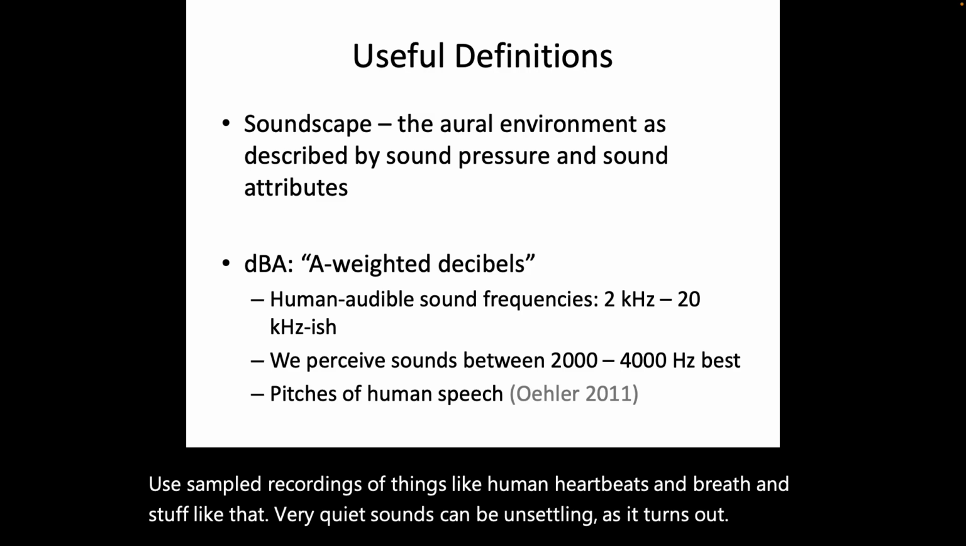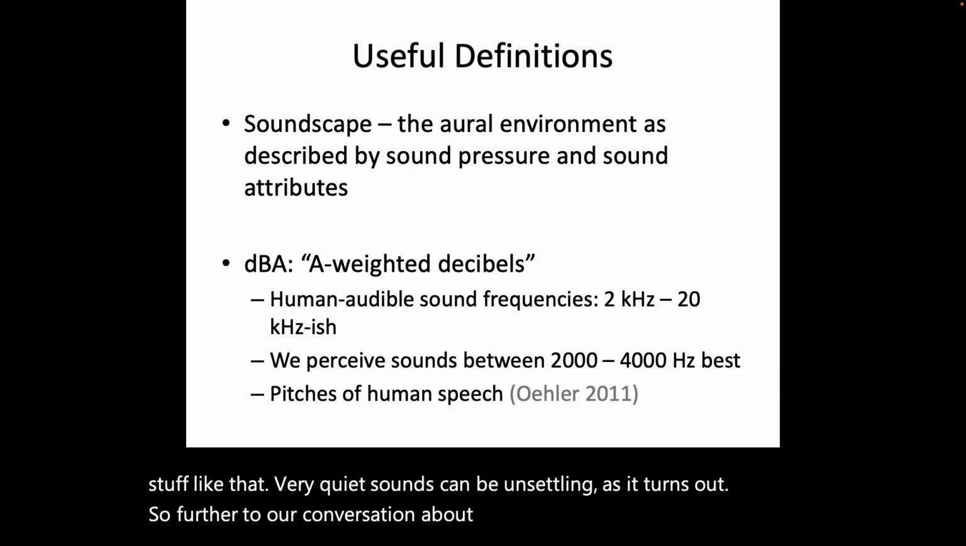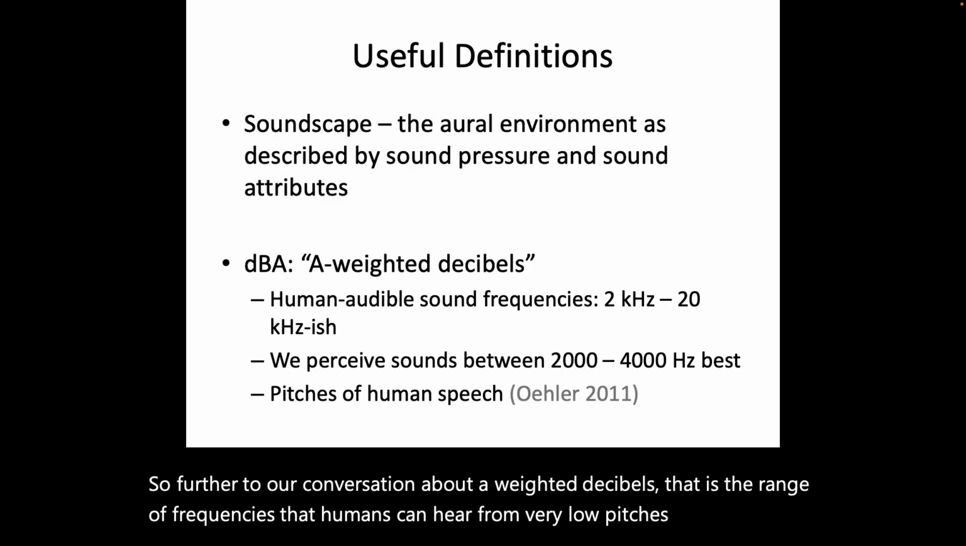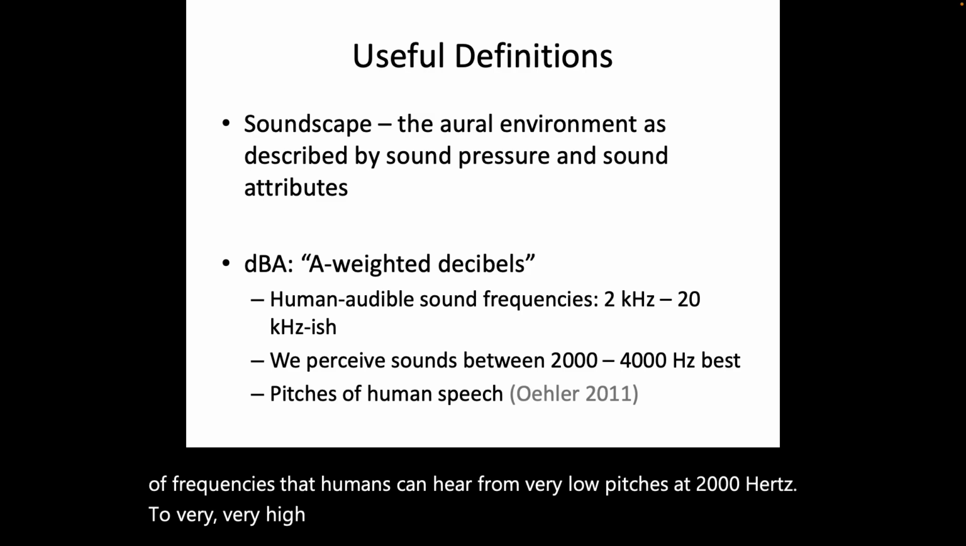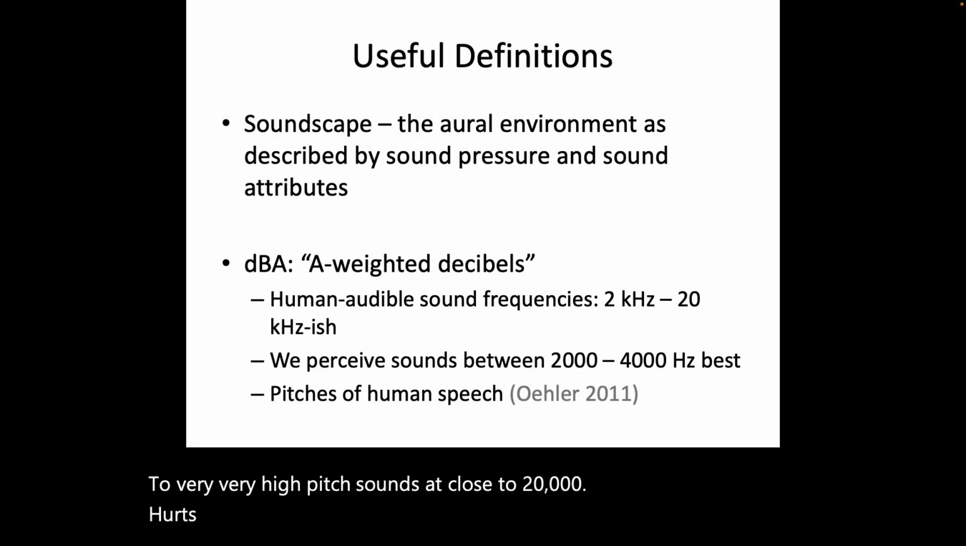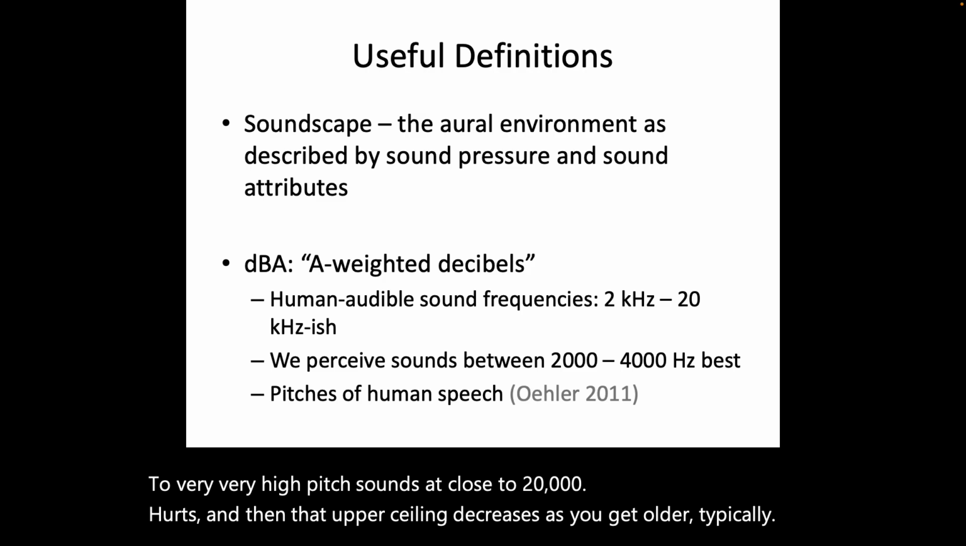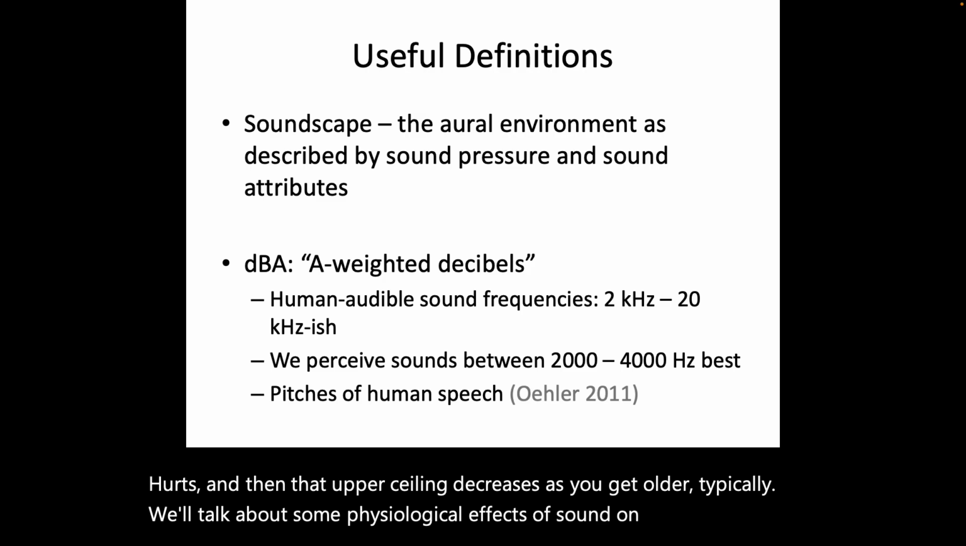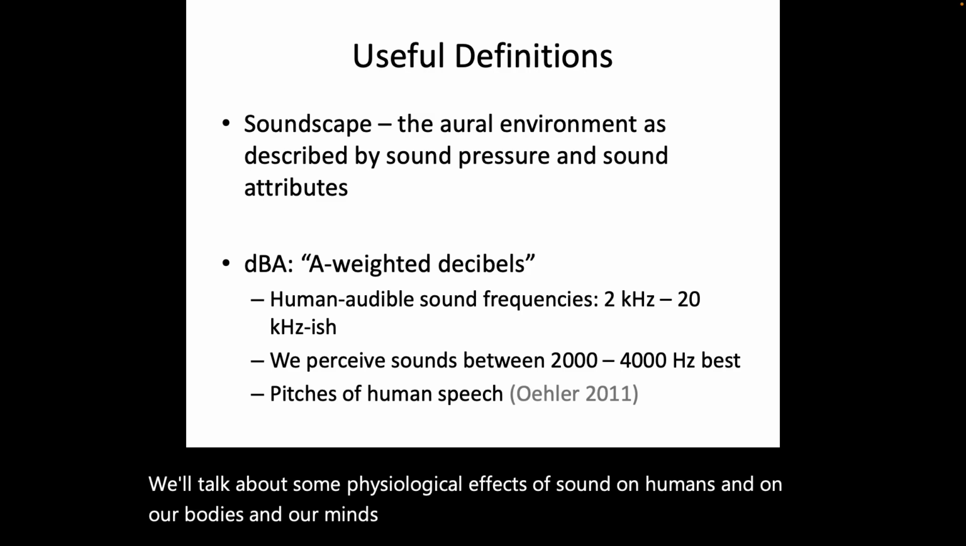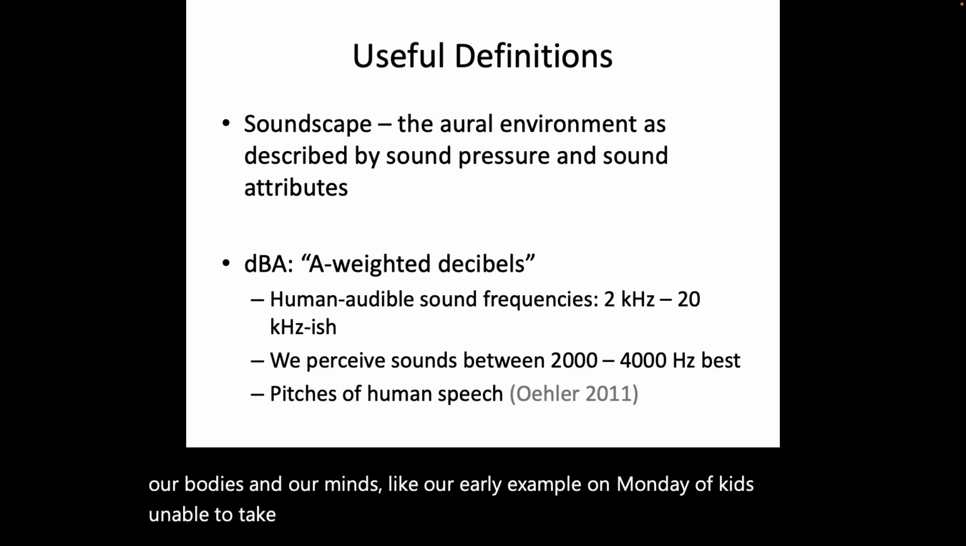So, further to our conversation about A-weighted decibels, that is the range of frequencies that humans can hear from very low pitches at 2,000 hertz to very, very high pitch sounds at close to 20,000 hertz. And then that upper ceiling decreases as you get older, typically. We'll talk about some physiological effects of sound on humans and on our bodies and our minds, like our early example on Monday of kids unable to take a test above about 90 decibels in a classroom setting. Physically unable to take a test.